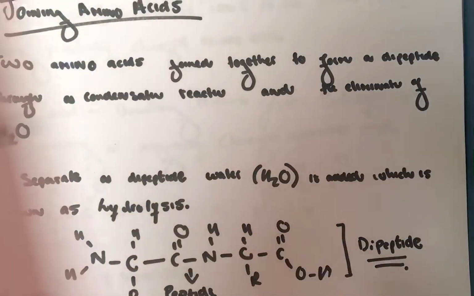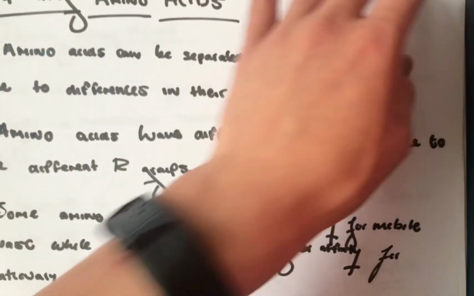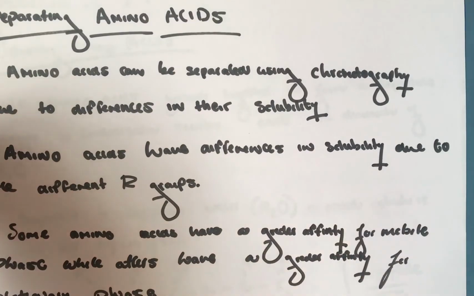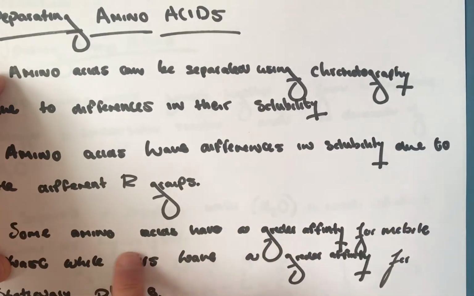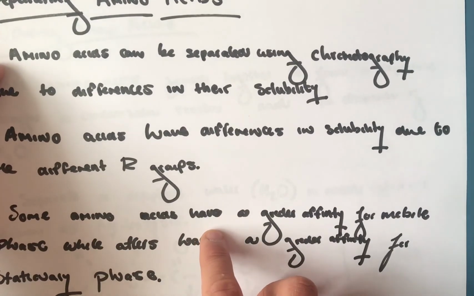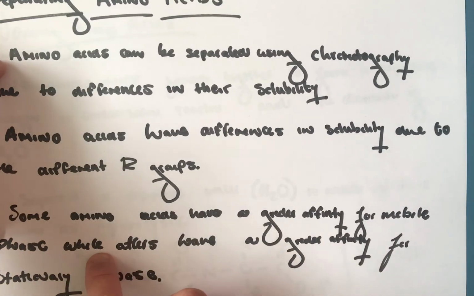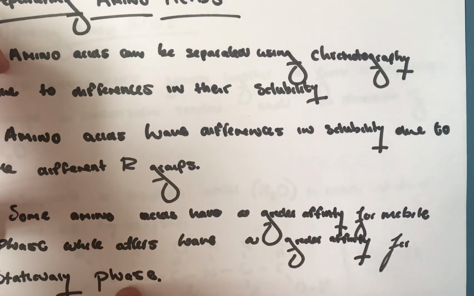Finally, you can also separate amino acids using their solubility, because every amino acid has a different solubility depending on the R group. Some amino acids have a greater affinity for the mobile phase, which is known as the eluting solvent, and will travel further up the chromatography paper, while others have a greater affinity for the stationary phase and will remain close to the bottom of the chromatography paper. Now, this solubility is dependent upon the R group, because each of the R groups is different, and therefore this will affect the chemical properties of that amino acid.